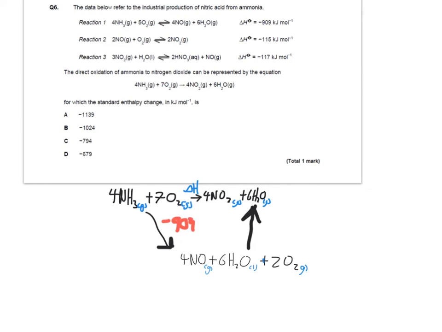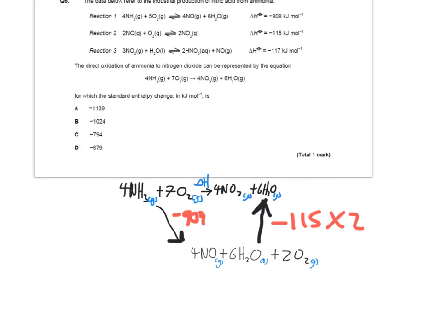Now if you look at this enthalpy change, this is the energy given out when 2 nitrogen monoxides bond with 1 oxygen molecule, forming 2 nitrogen dioxide molecules. But we haven't got 2, we've actually got 4. So we just take this value and double it. So it's actually minus 115 times 2, and that's the enthalpy change.